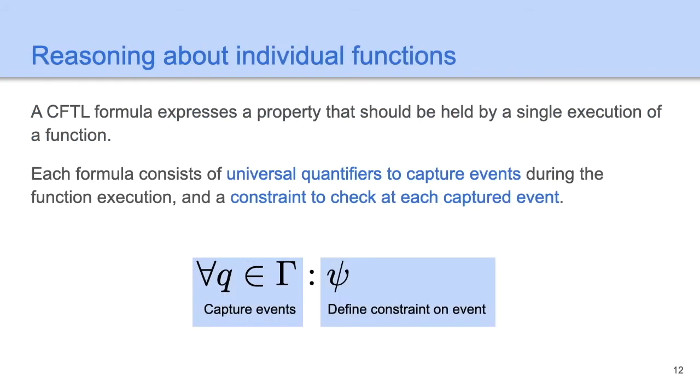A CFTL formula expresses a property that should be held by a single execution of a function. This means that when we come to write a specification of how a system as a whole should behave, we do so by writing a set of specifications over each function in that system.